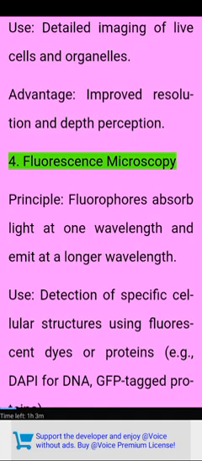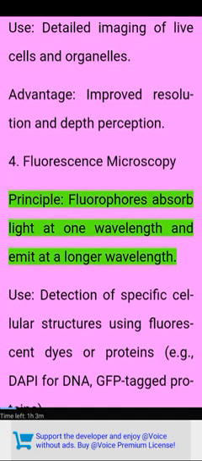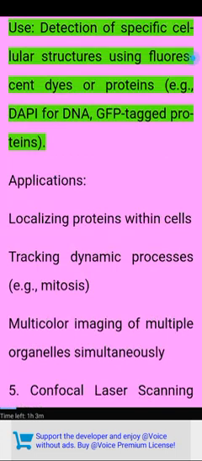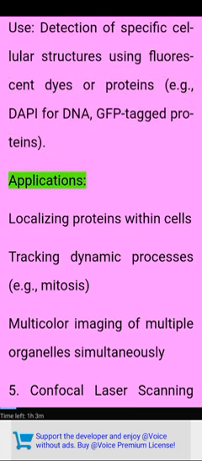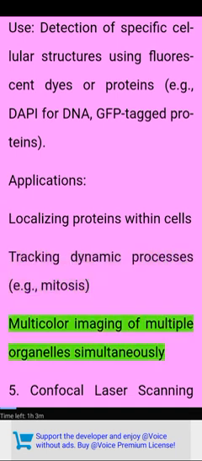4. Fluorescence microscopy. Principle: fluorophores absorb light at one wavelength and emit at a longer wavelength. Use: detection of specific cellular structures using fluorescent dyes or proteins, e.g., DAPI for DNA, GFP-tagged proteins. Applications: localizing proteins within cells, tracking dynamic processes, e.g., mitosis, and multicolor imaging of multiple organelles simultaneously.